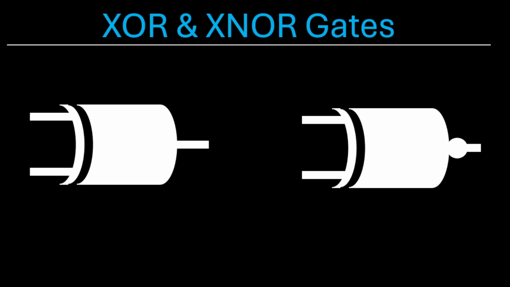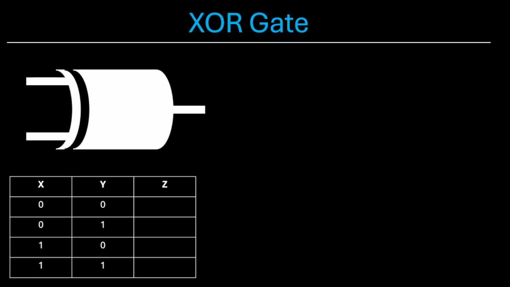Hello everyone. Today we're going to be learning about XOR and XNOR gates. So let's start with the XOR gate, short for exclusive OR. Let's say we have two inputs, X and Y, and one output Z.